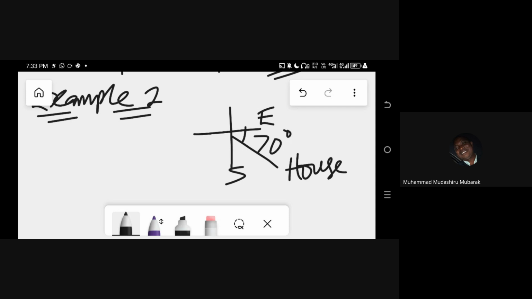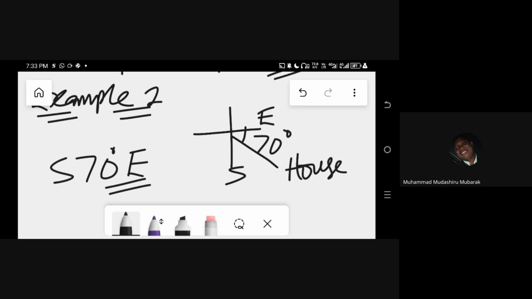Okay, so Winner, that is wrong. Mubarak is actually correct. It is south 70 degrees east. That is the answer. So Mubarak takes this one. South 70 degrees east.